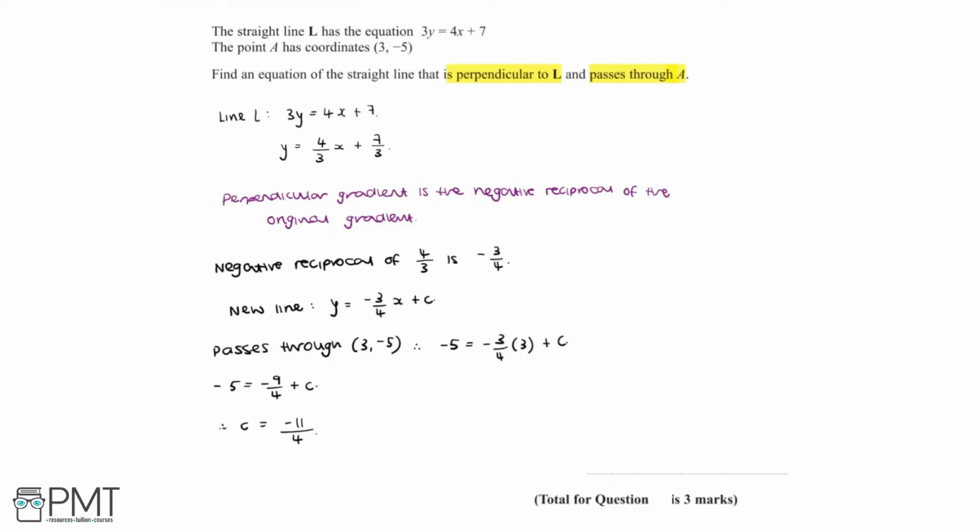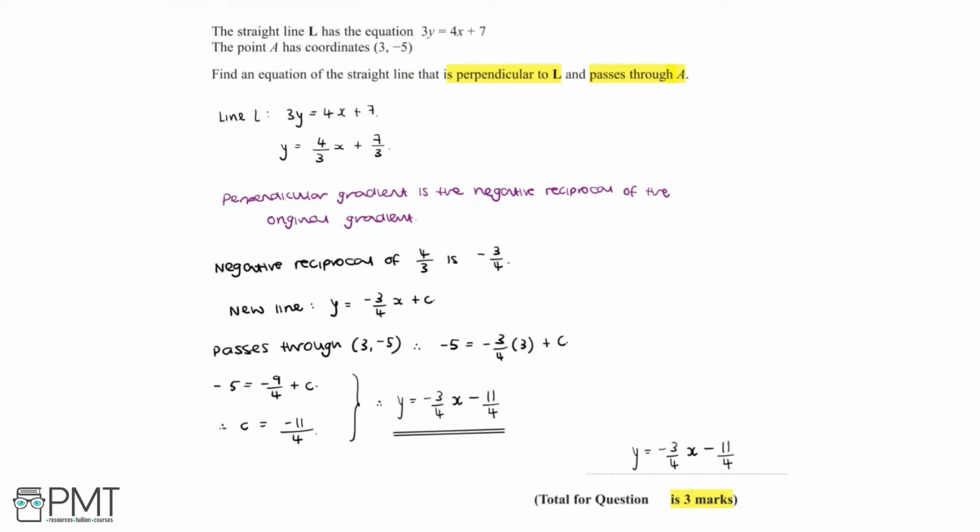Now we've found the gradient of this new line, and we've found the value of c, which means we can form a complete equation of the straight line that is perpendicular to L and passes through A. And so we can say that the equation of this line is y equals minus 3 over 4x minus 11 over 4. Now this question is worth 3 marks.